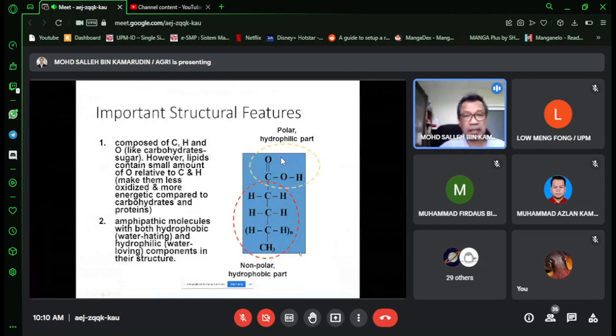Alright. And another structural feature is that they are amphipathic molecules with both hydrophobic dan juga hydrophilic ya. One is hydrophilic, which is attracted to water, while the other one is the non-polar, hydrophobic, meaning it doesn't like water, or love the water in this case. Yeah, hydrophobic is they hate water.